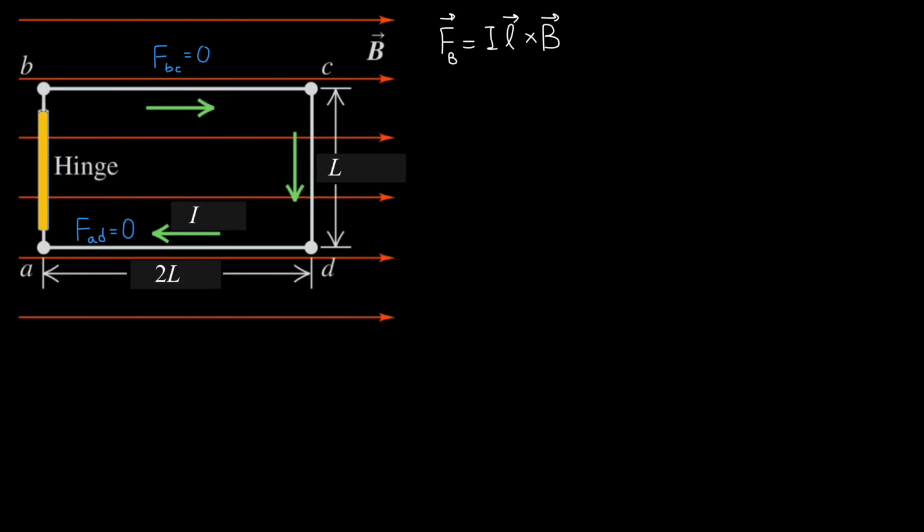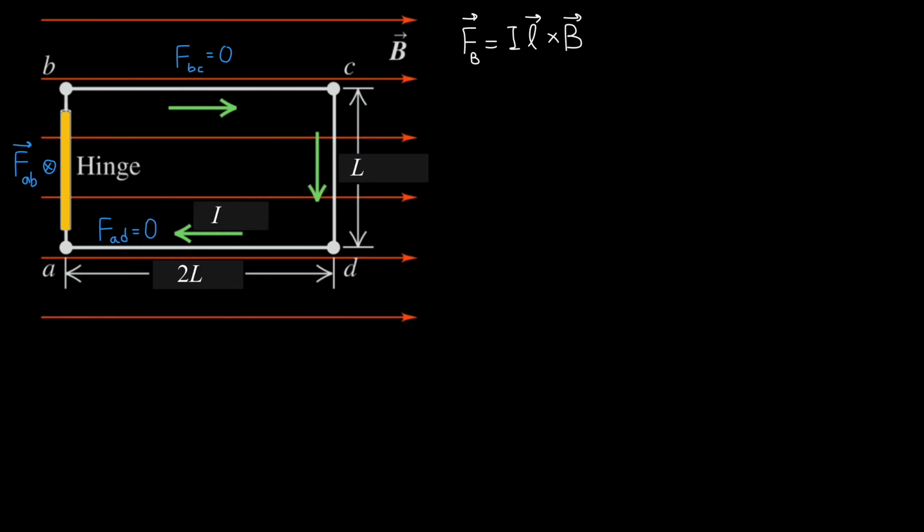Next, let's focus on segment AB. Now the vector L points in the direction of the current, so it's pointing vertically up. And when we do L cross B for this segment, we get the magnetic force pointing into the page. So if you align your right hand along the direction of vector L, which is from point A to B, vertically up, and then curl your fingers in the direction of vector B, pointing to the right, your thumb is pointing into the page, and that's the direction of the magnetic force acting on this segment.